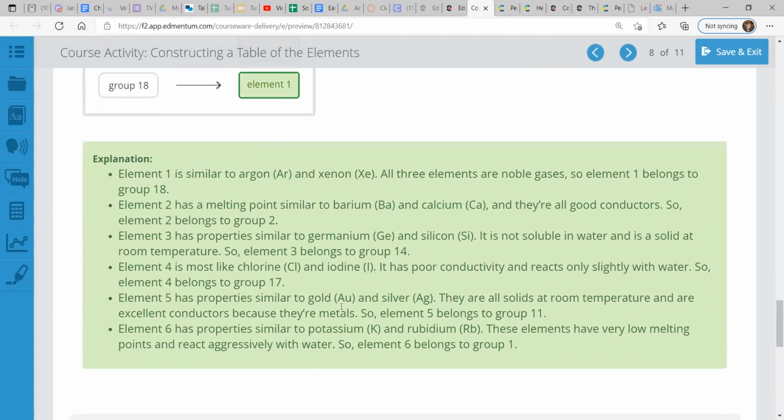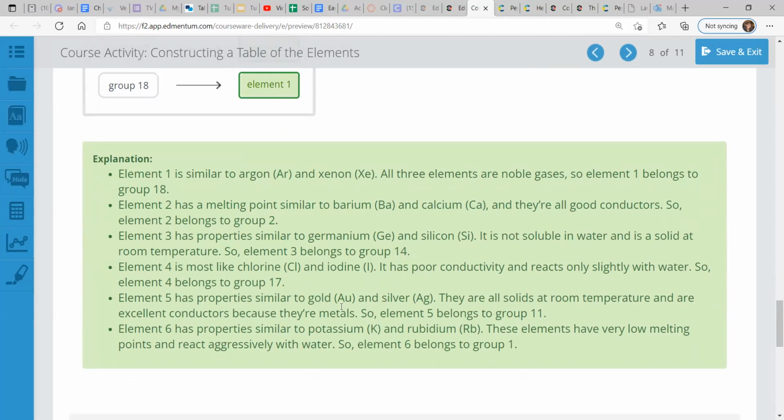Element 1 is similar to argon and xenon. All three elements are noble gases, so element 1 belongs to group 18. Element 2 has a melting point similar to barium and calcium. They're all good conductors, so element 2 goes to group 2. Element 3 is similar to germanium and silicon. It's not soluble in water and is a solid at room temperature, so it goes to group 14.